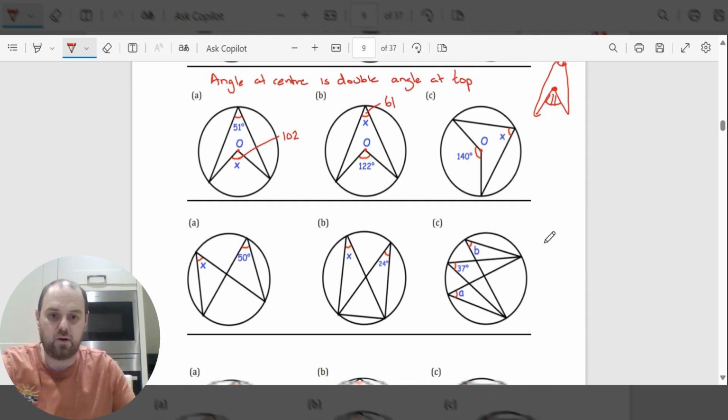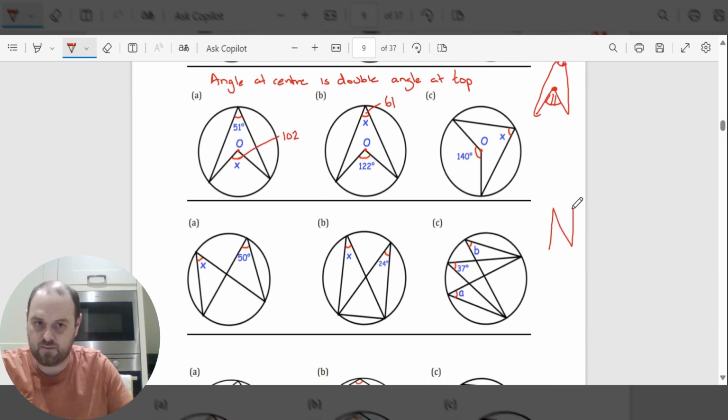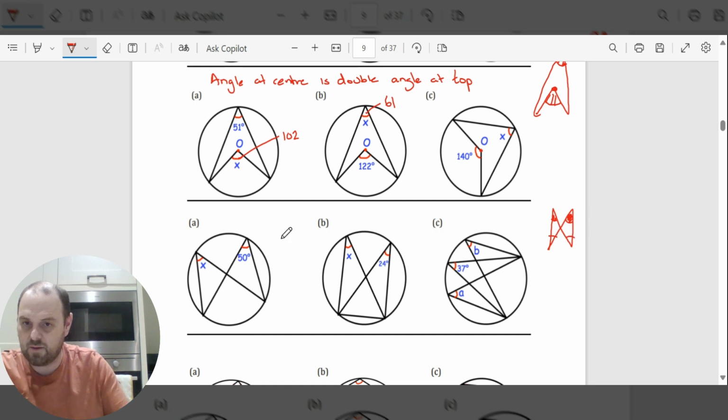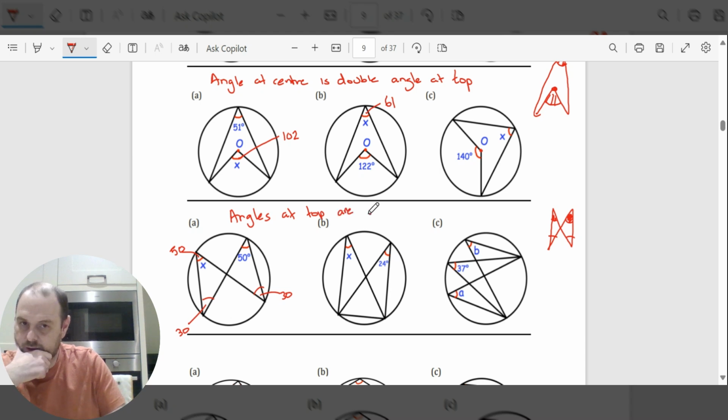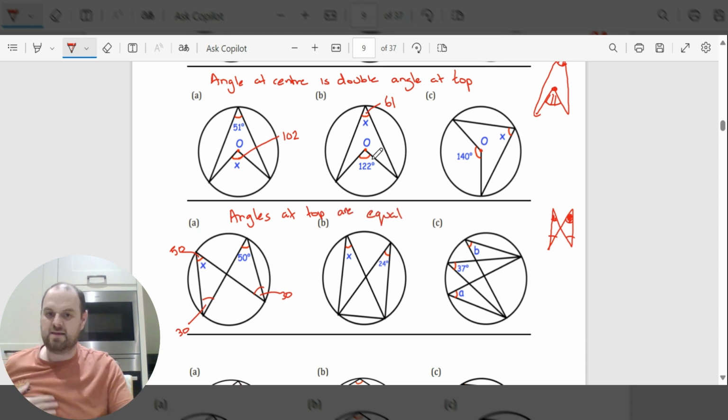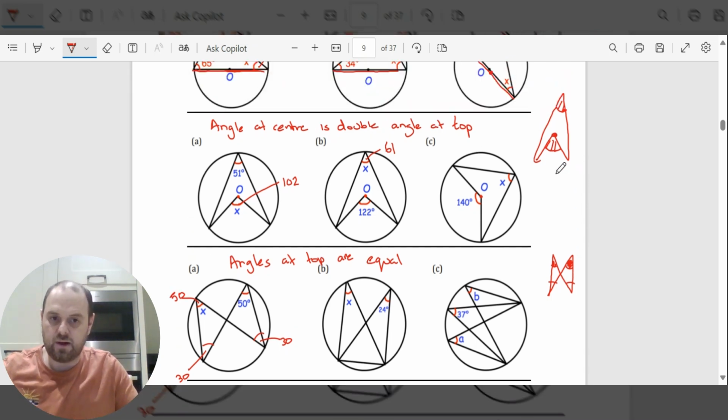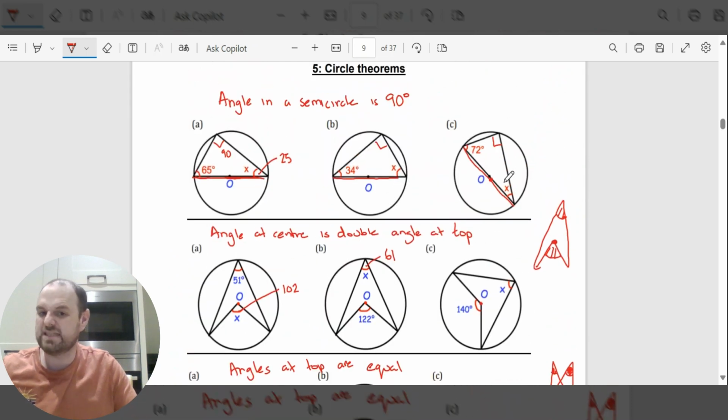The next one is one I call the bow tie, and I'm looking for this kind of setup. If I get this kind of setup, the top angles are the same, and the bottom angles are the same. So here, if that one's 50, that one is also 50. If this one down here is 30, this one down here would also be 30. And the rule will be angles at the top are equal. Whereas the angle at the center is double, think of it as you're looking for a bow tie. Here you're looking for what I call an arrowhead. Here you're looking for a semicircle.